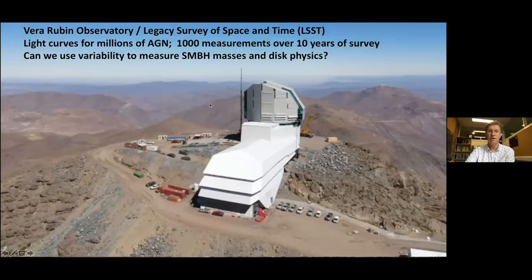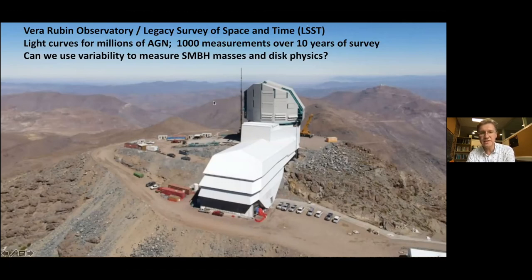One of the major revolutions that is coming is from the Vera Rubin Observatory and its Legacy Survey of Space and Time, the LSST. This observatory will obtain light curves for literally millions of AGN over the sky. There'll be of order thousands of measurements for these objects spread over 10 years of the survey. So we're going to get this mountain of data. And if we can actually use the variability and understand what it's telling us about, say, black hole masses and disk physics, it'll be an incredibly rich resource. So can we use this theory to guide us on that?